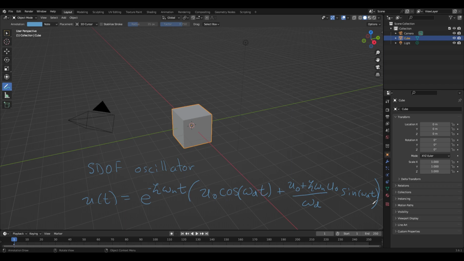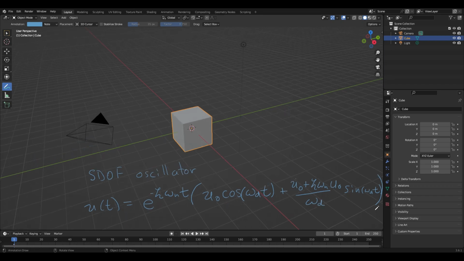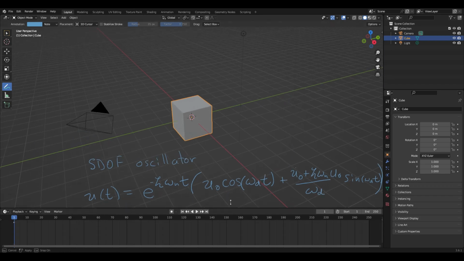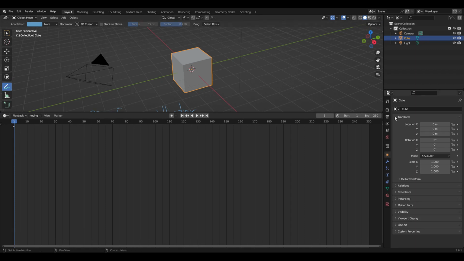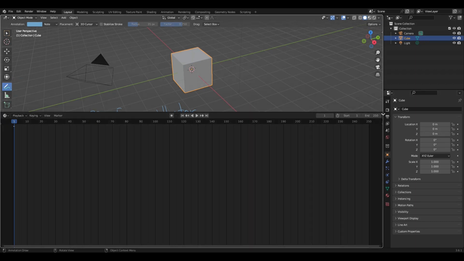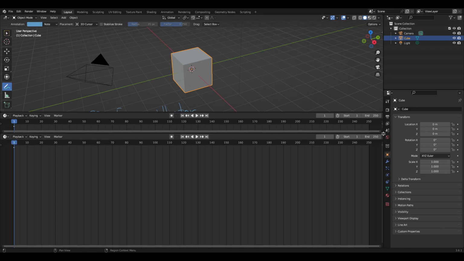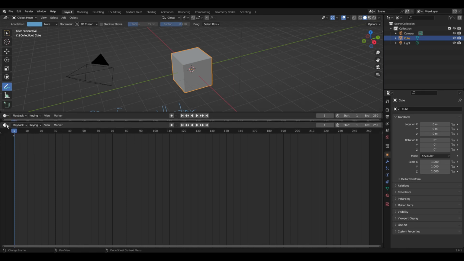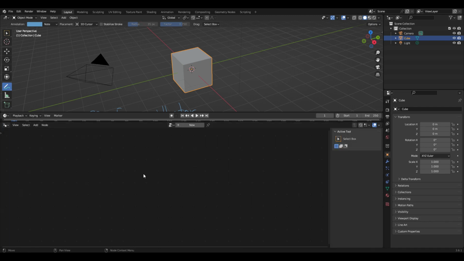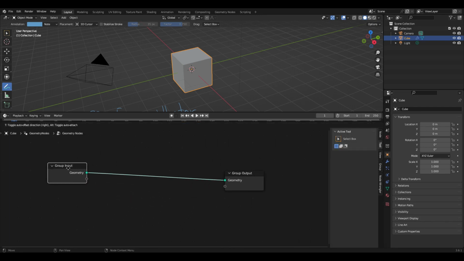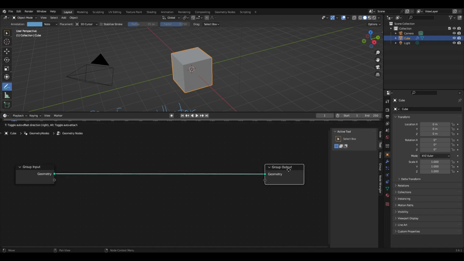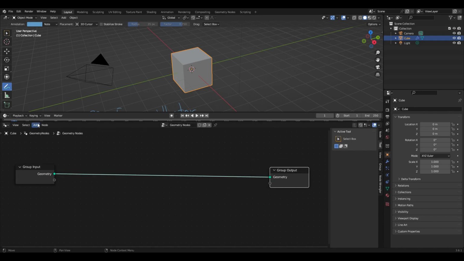And the zeta is damping ratio, which is the ratio of damping to the critical damping. And then omega n is the natural frequency, which is basically, if it's a mass spring system, the square root of k over m. And then omega d is the damped natural frequency, which is the natural frequency times the square root of 1 minus zeta squared.